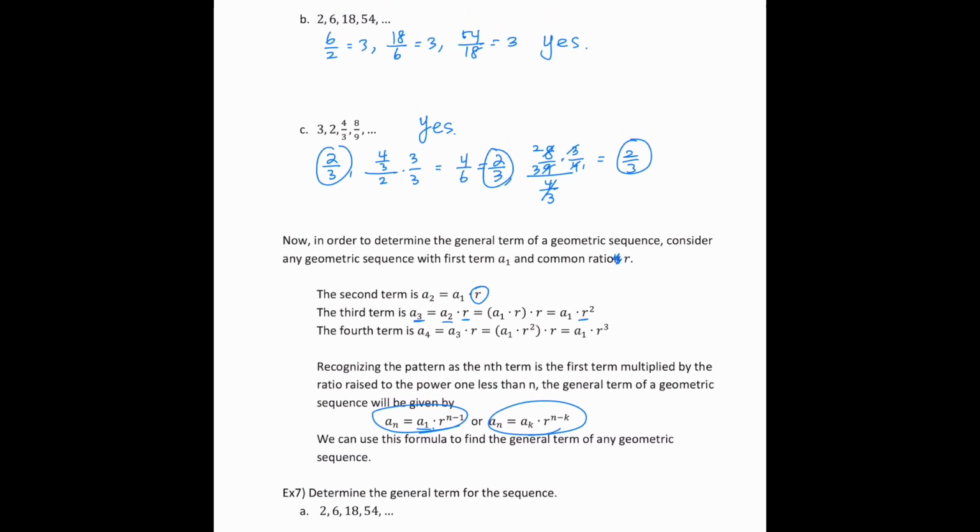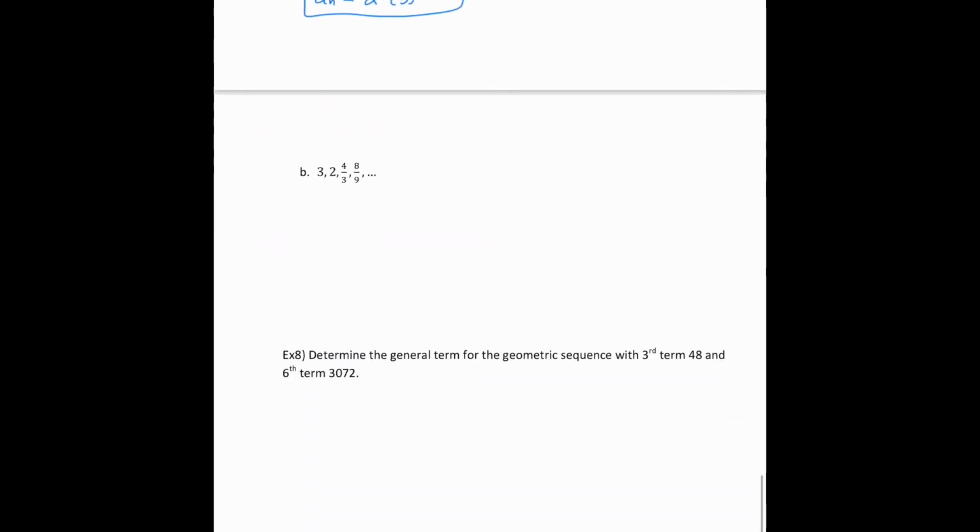We can use this formula to find the general term of any geometry sequence. Determine the general term of the sequence. So a sub n is a sub 1 times r to the n minus 1. So a sub 1 is 2, times r, which is 6 divided by 2, is 3, to the n minus 1. So this is the general term. For B, a sub n is a sub 1 times r to the n minus 1. So a sub 1 is 3, r is 2/3, and n minus 1.